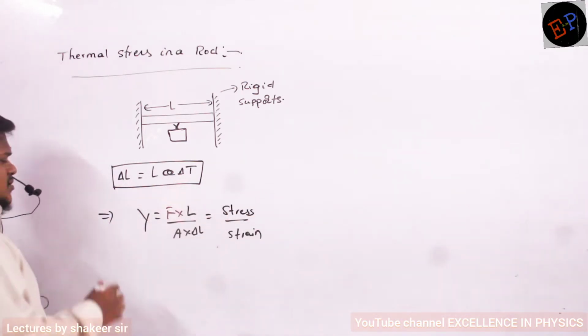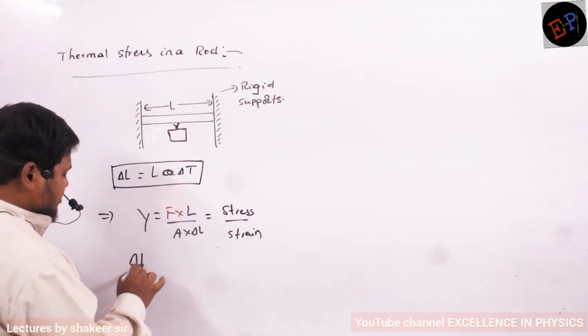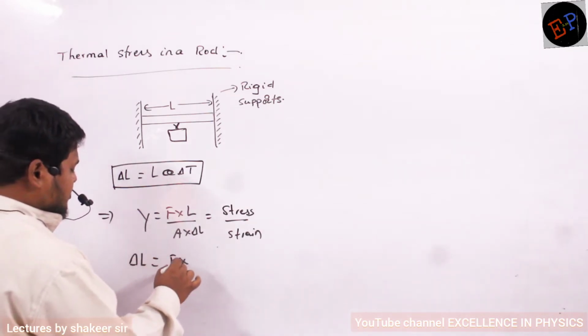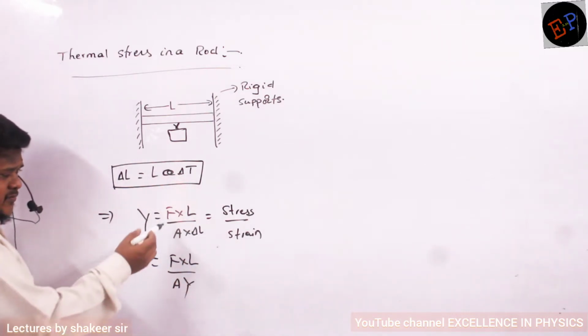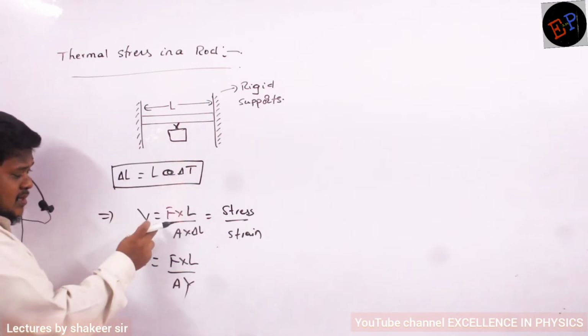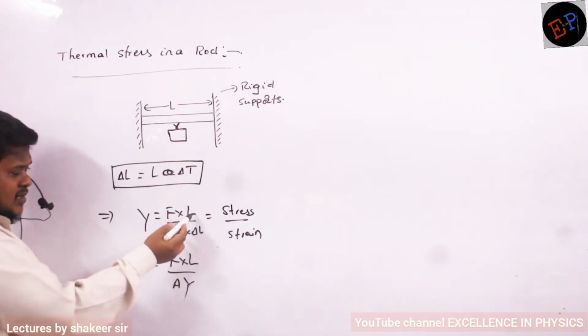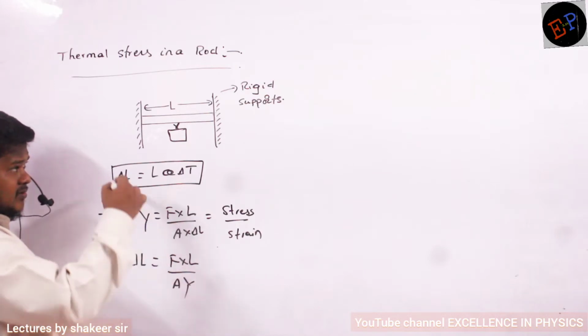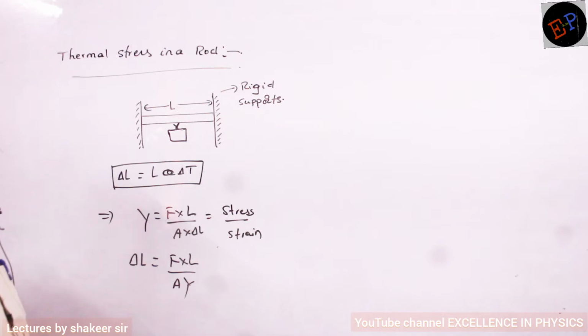So from here I will get one more delta L. What is that delta L? Delta L is equal to F into L by A into Young's modulus. F is the force developed inside the rod, or the tension developed inside the rod. L is the original length of the rod. A is the area of cross section of the rod. Delta L is the compression produced in the rod.